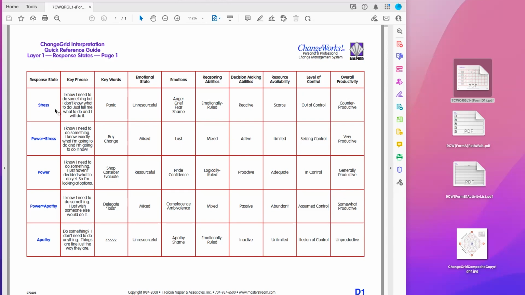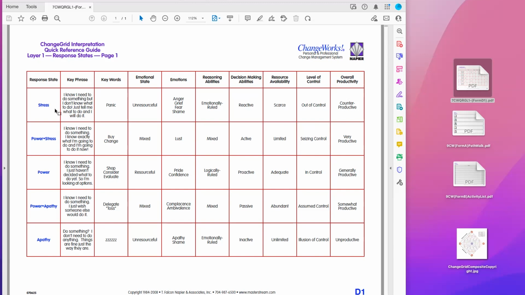Never forget, the change grid is activity specific. So we don't generalize this to the whole person, or we try not to. We want to say, no, as far as this situation is concerned, at this particular moment in time, this is what they're experiencing. Or to be more to the self, as far as this situation is concerned, at this particular moment in time, this is where I am on the change grid.